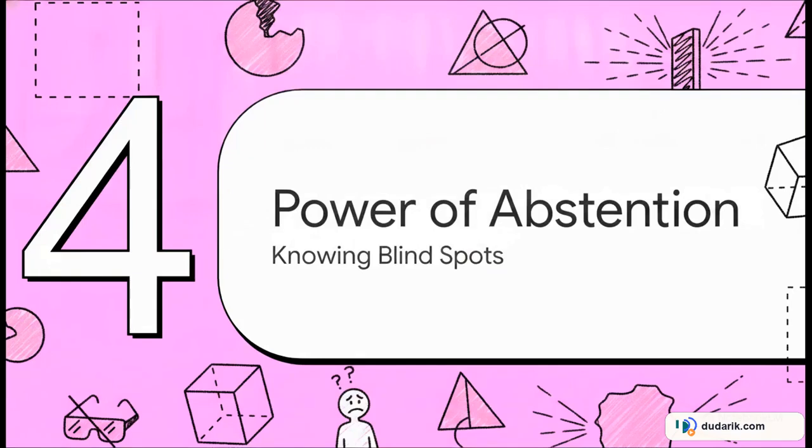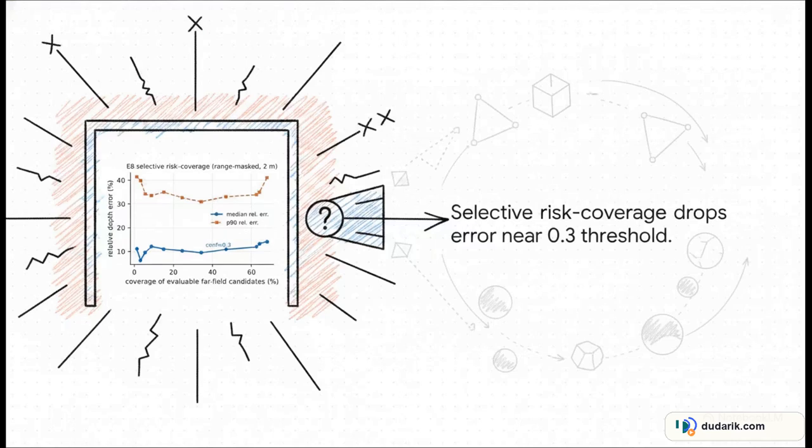Now, let's look at Section 4, the power of abstention. Because let's be real, in the real world, geometric reasoning breaks down all the time. Looking at the risk coverage data here, we can actually see this parallax and reprojection gate in action. And this is so smart. This gate explicitly discards bad data, or what we call ill-conditioned rays.